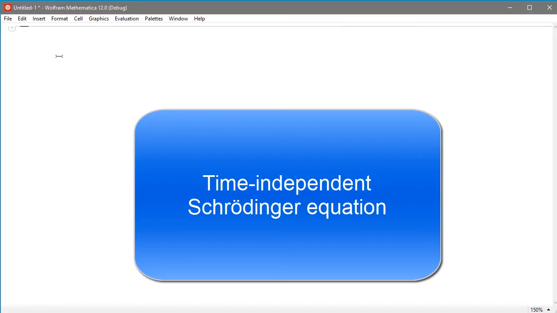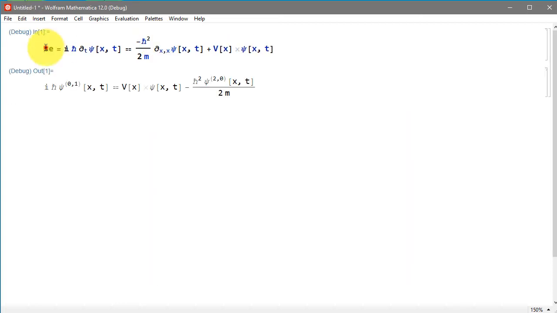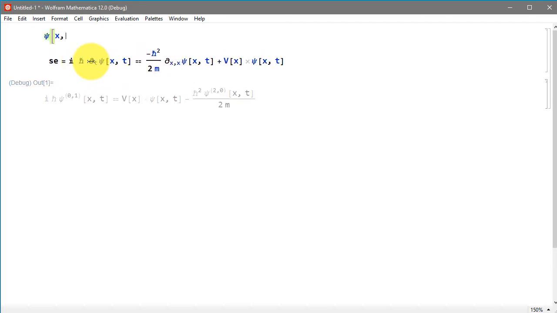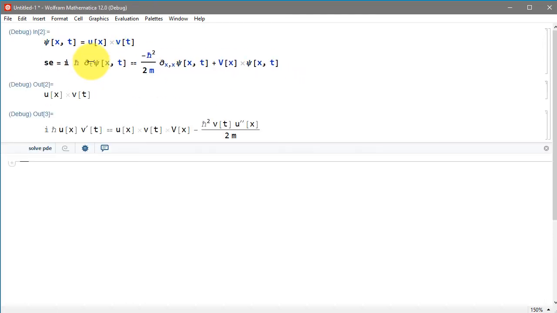In the first part of this video, we will introduce the time-independent Schrödinger equation, which describes many simple systems in a stationary state. We start from the general form of the one-dimensional Schrödinger equation. Let's make variables separation by factoring in the wave function as a product of position and time functions.